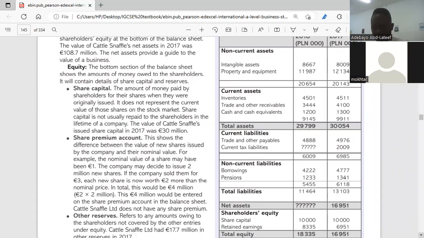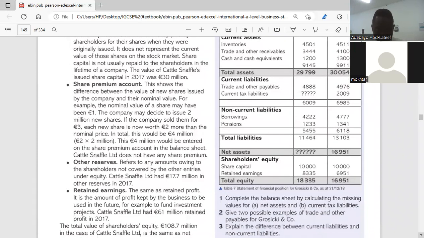Okay, let's say the value of the share is 1.5. The nominal value is 2. So the difference between the nominal value and the real value gives us our share premium account. Then other reserves. These are amounts of money owing to the shareholders not covered by the other entries or other equity. For your reserves, this is an amount of money you are supposed to pay to the shareholders, but you are not paying right now. You are keeping it for a later time.